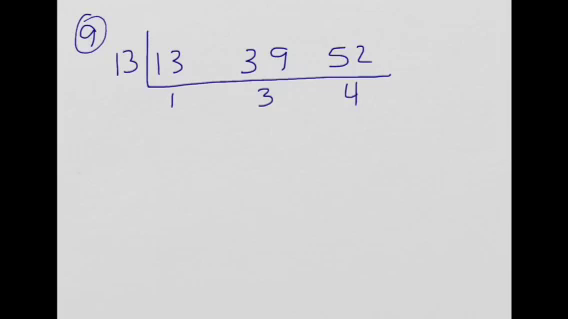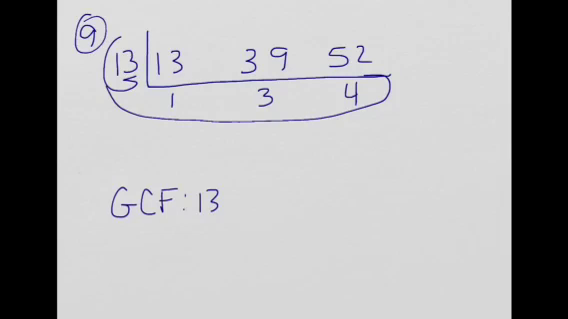Now, for greatest common factor, there is no number that will go into 1, 3, or 4, so my greatest common factor is 13. There is no number that will go into just 2 of the numbers, so I'm going to go ahead and do my least common multiple, and that is going to be 166. So least common multiple is 166.